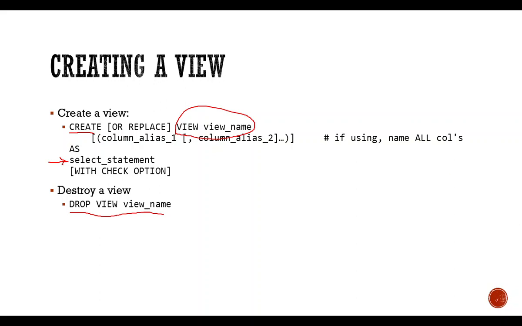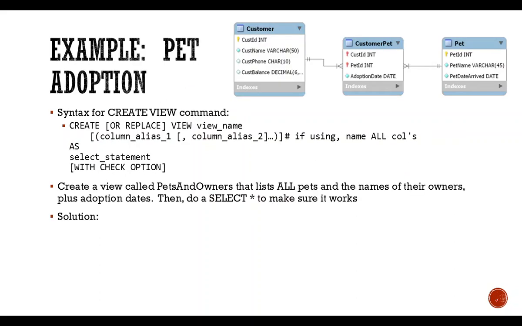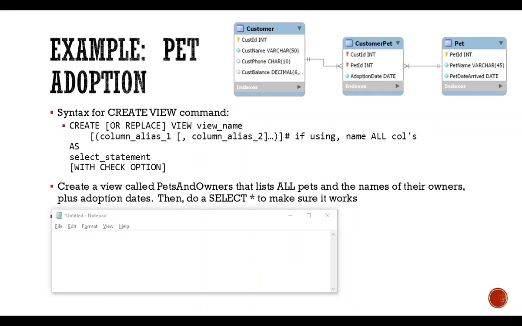Let's do one example together using our pet adoption. So let's say that we wanted to create a view. Let me bring up our notepad window so we can edit while we are looking. All right, so here we have our customer pets, and let's say that we wanted to write a view called pets and owners, and it's going to show all of the pets, right?